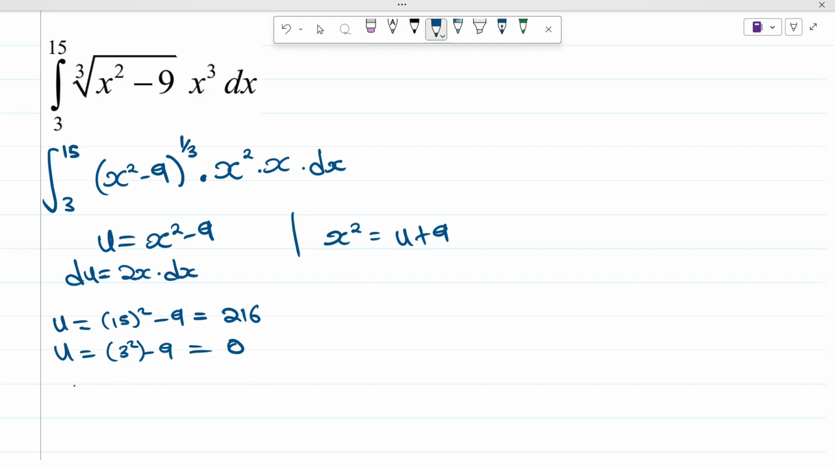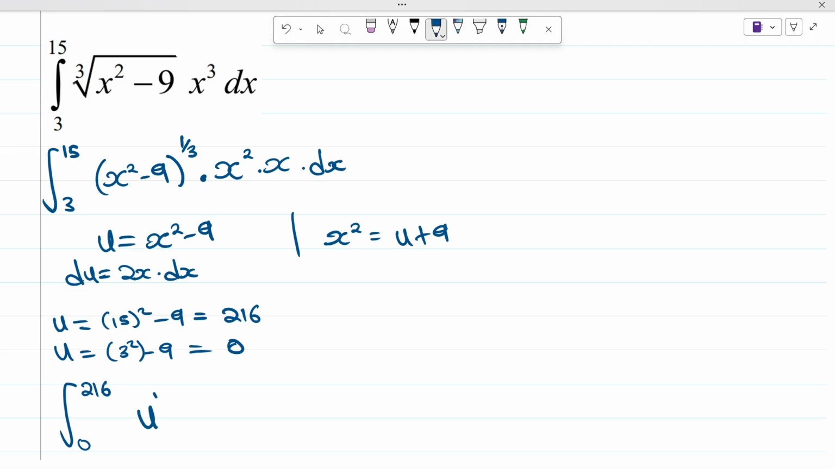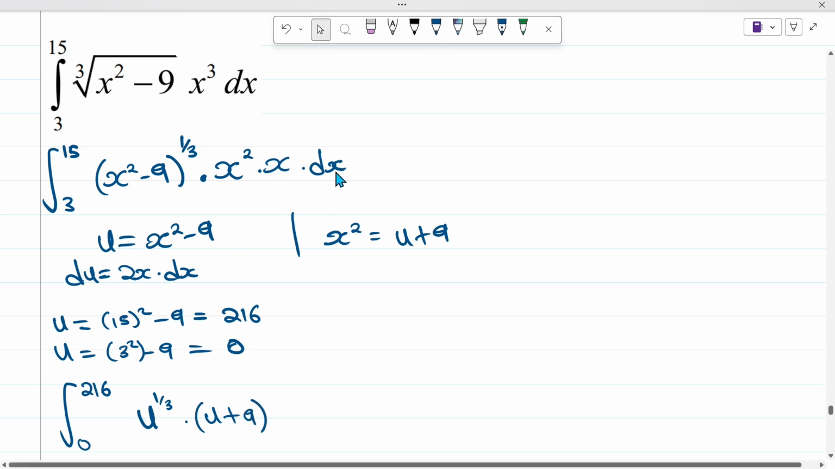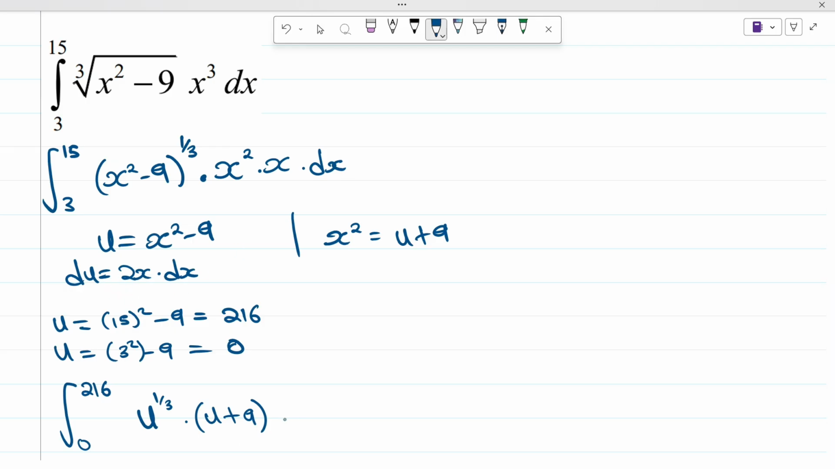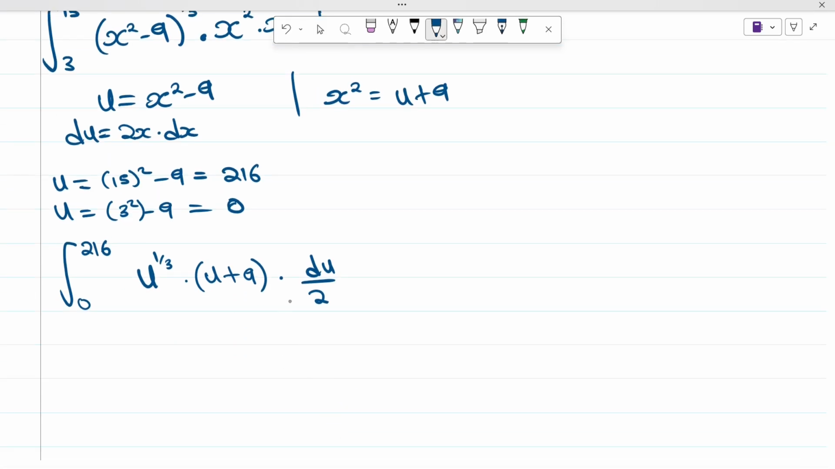So now we can rewrite our integral with respect to u. The upper limit is going to be 216, the lower limit 0. Then x squared minus 9 is equal to u, so that's u to the power of 1 over 3, and then x squared itself is equivalent to u plus 9. Then x dx, if we make x dx here, we are going to get du over 2.